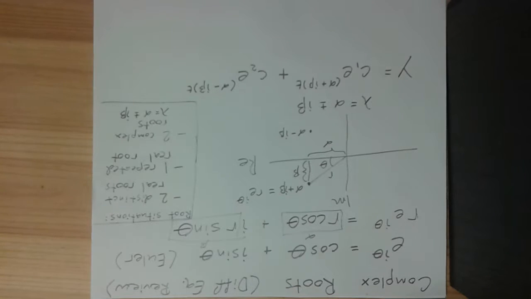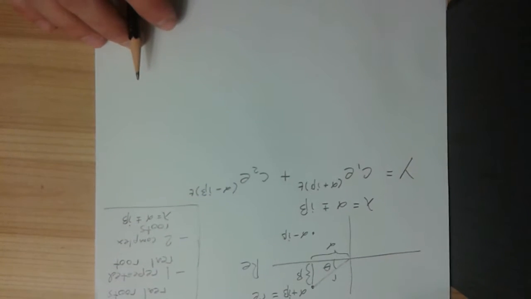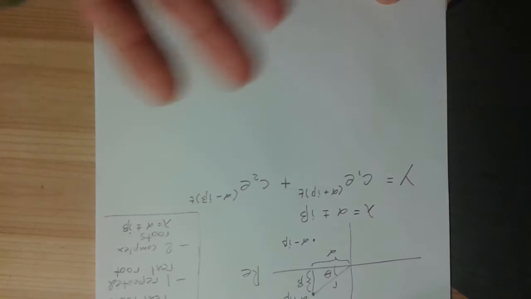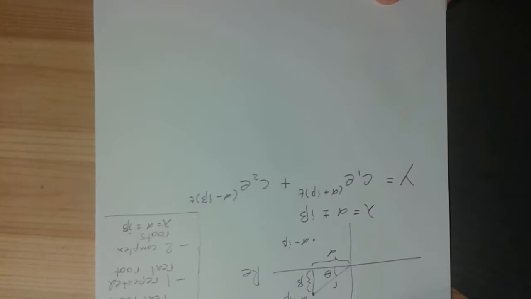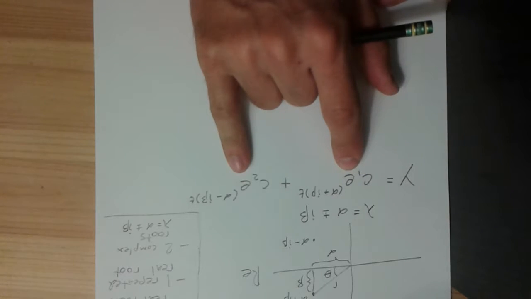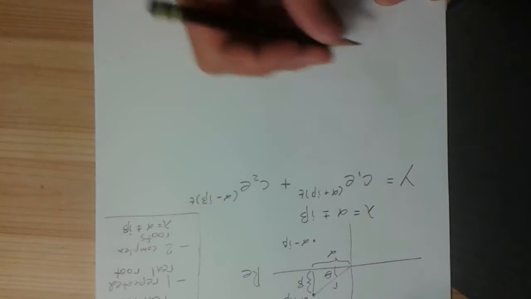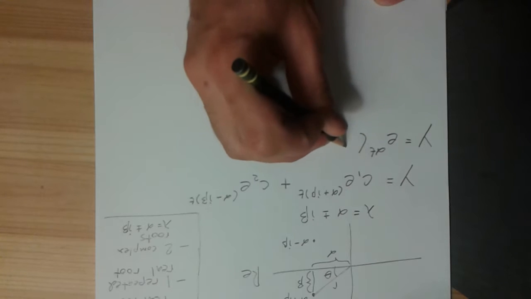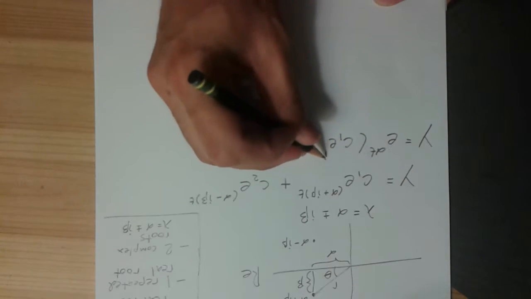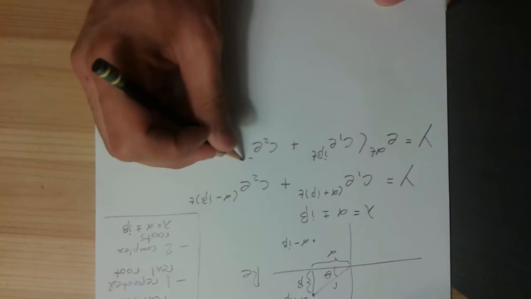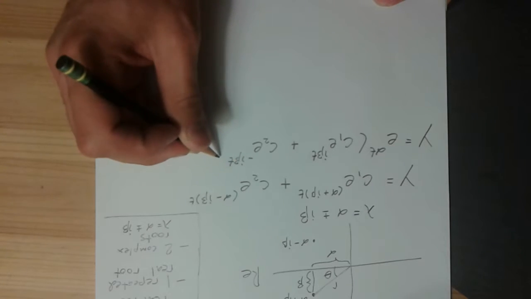Now the goal is to mess with this a little bit to make it look like a regular real valued function. One of the cool tools we have is that, since these are arbitrary constants, we can mess around with them. The first thing we do is look at these. These both have a common factor, e to the alpha t. So let's take that out. We take out e to the alpha t, and we're left with c1 e to the i beta t plus c2 e to the negative i beta t.